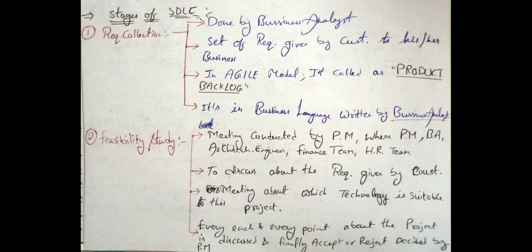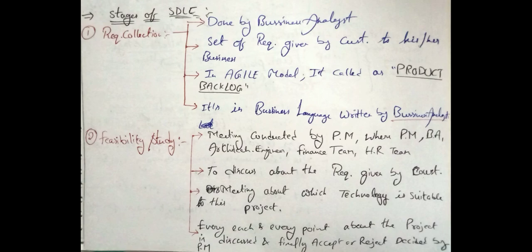This is all about requirement collection. The business analyst acts as a mediator between the IT company and the client, means the customer. Now, the second stage is feasibility study. It is a roundtable meeting conducted by the project manager. In this meeting, the project manager is there, business analyst is there, architect engineer, finance team, and HR team.